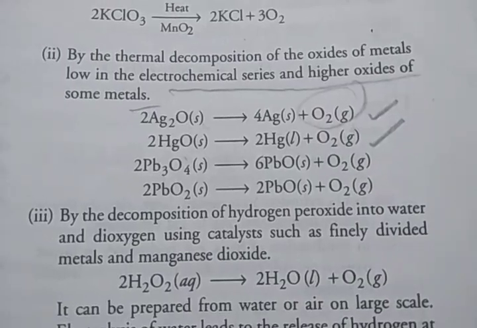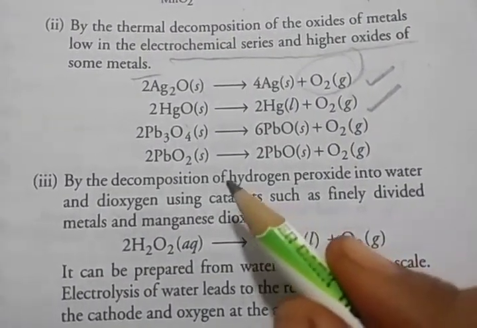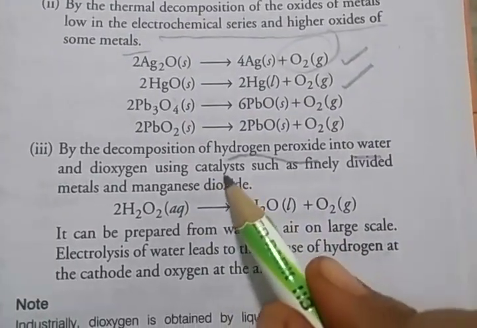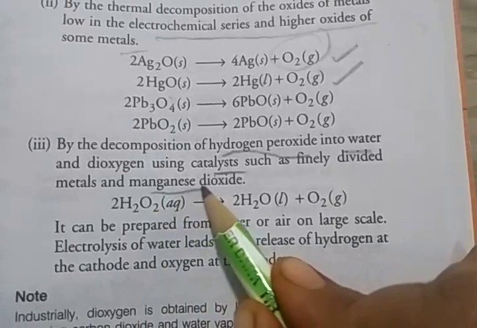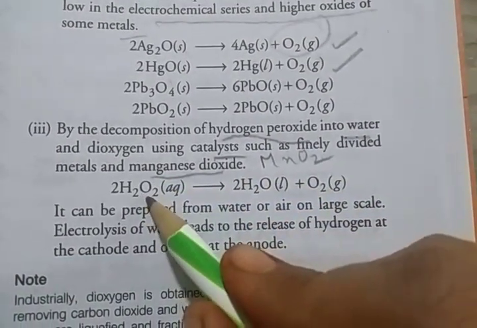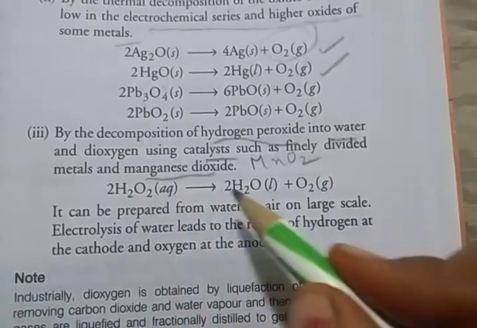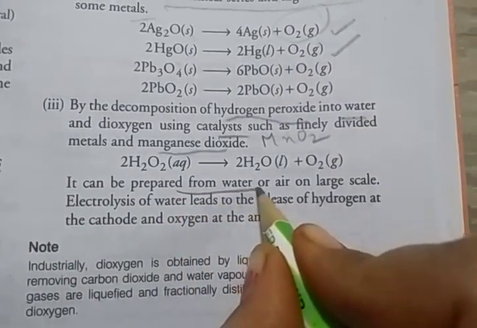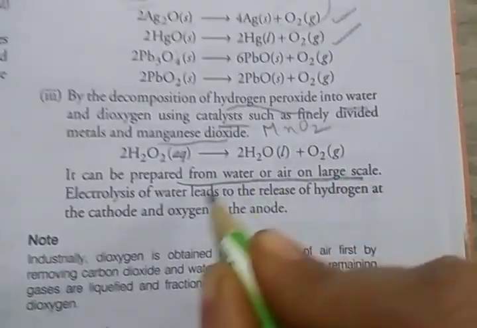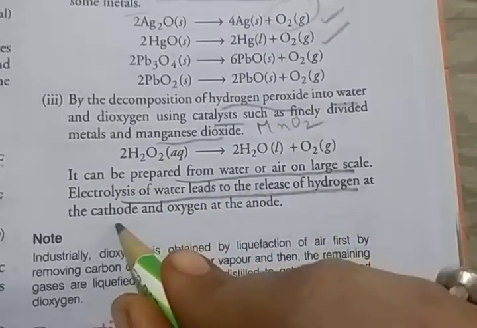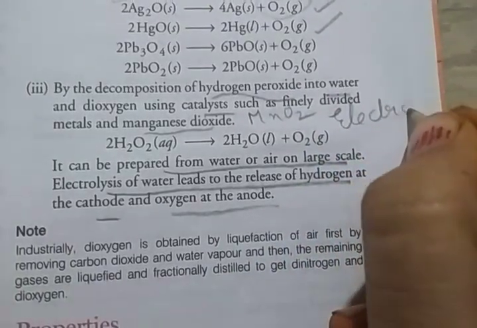Okay, clear? That is the thermal decomposition reaction. Then third is decomposition of hydrogen peroxide into water, by using a catalyst like finely divided metals and manganese dioxide MnO2. Hydrogen peroxide H2O2 converts into H2O liquid and O2 gas, and it can be prepared from water or air on a large scale. Then electrolysis of water leads to the release of hydrogen at the cathode and oxygen at the anode. So this is the electrolysis method.